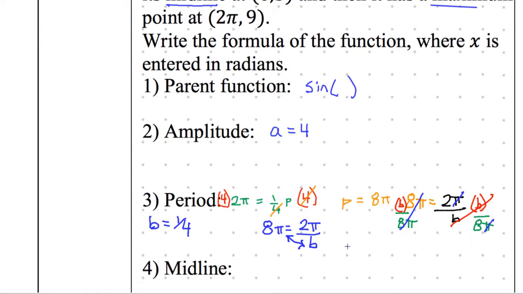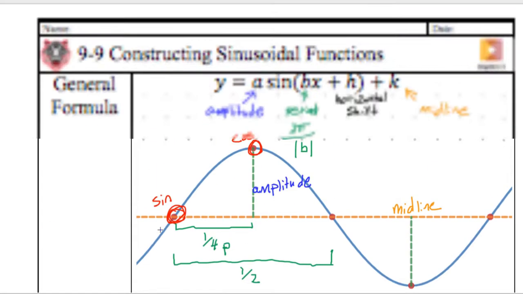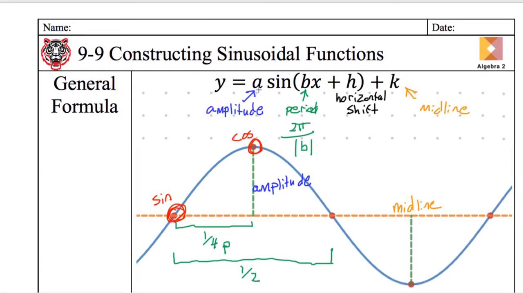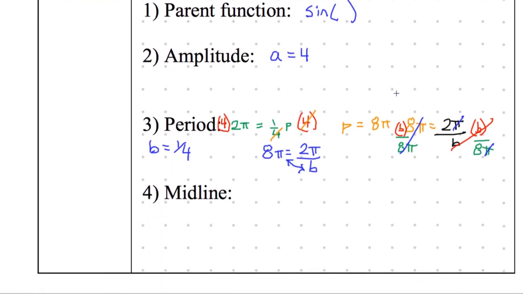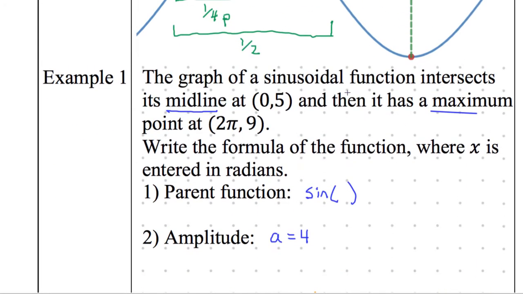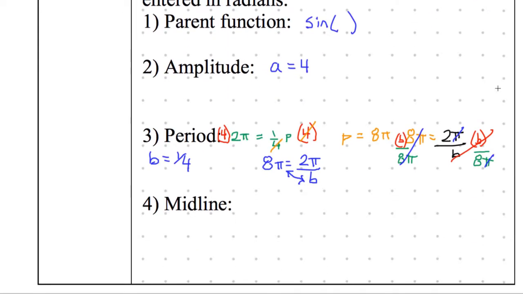That's our shortcut. All right, we have our parent function, we have our a, we have our b, we don't deal with h. So a, sine, b, x, we don't deal with h. We're just left with midline. That's the only thing we have to find. We have to find k. So how do we find midline from this? Oh, it just tells me it intersects its midline at, remember, midline is always the y-coordinate, and if you forget that, we can write this, it's always the y-coordinate.